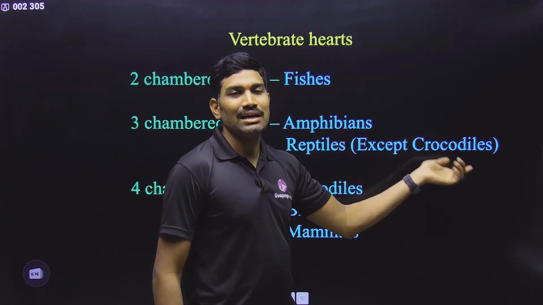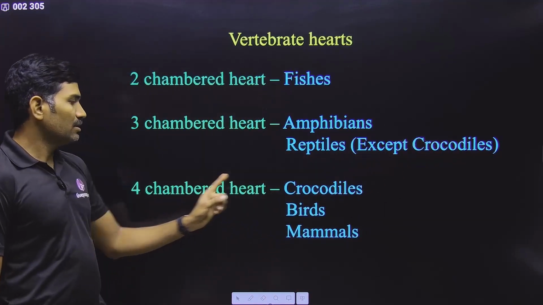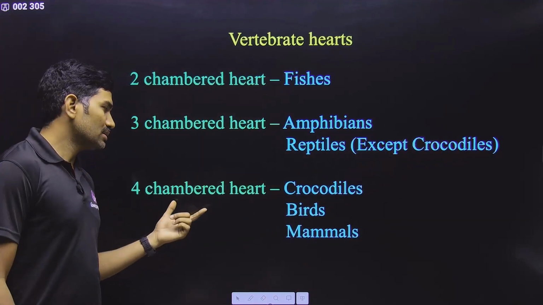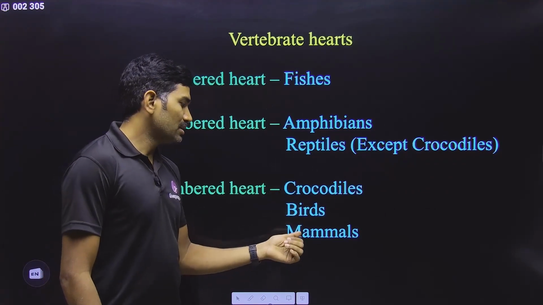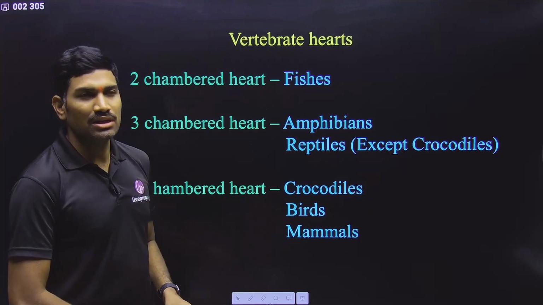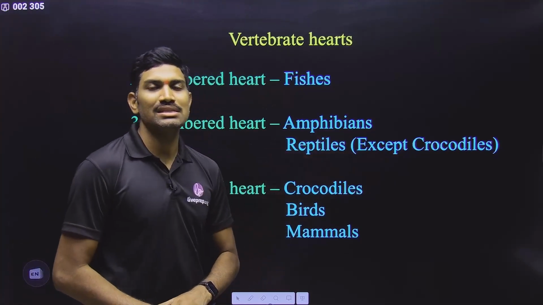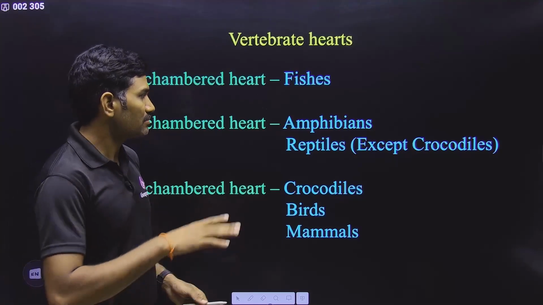Crocodiles are examples under the reptiles, but they will come under 4-chambered heart. So 4-chambered heart is present in crocodiles, which are reptiles, and birds and mammals. So only crocodiles are having this 4-chambered heart. Remaining all other type of reptiles are having 3-chambered heart. So this is one important point that you need to understand.